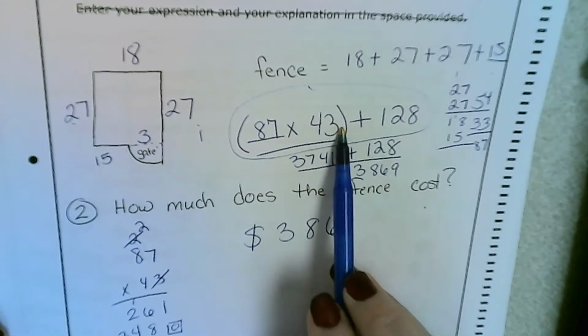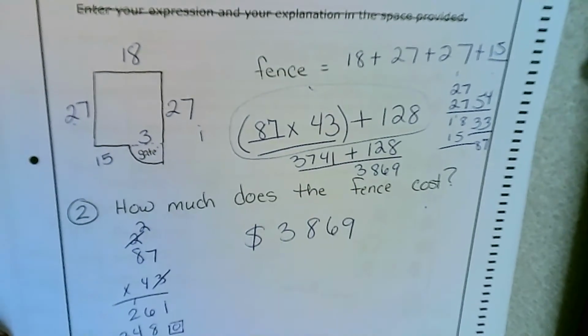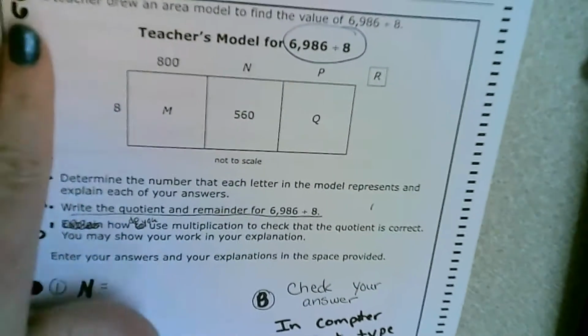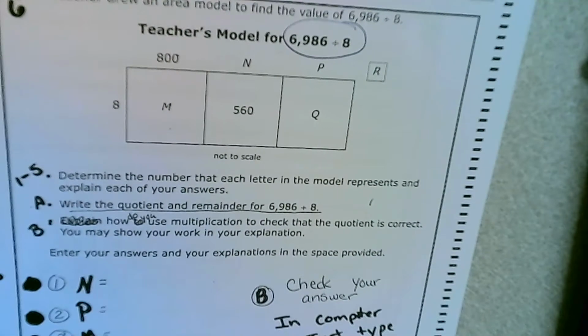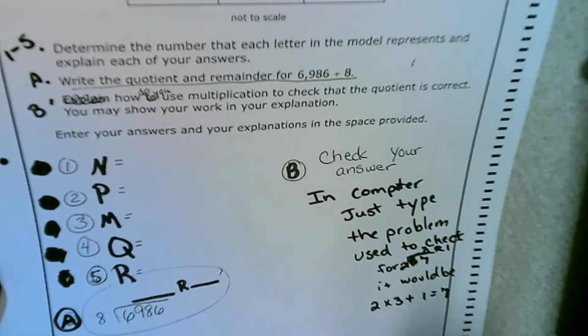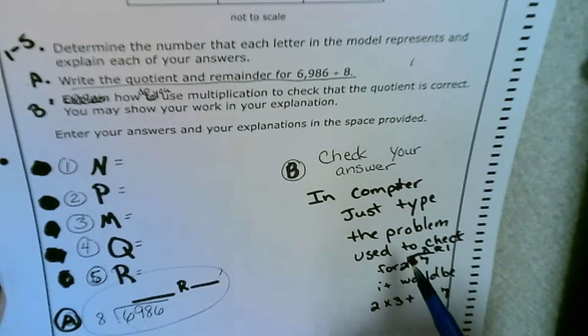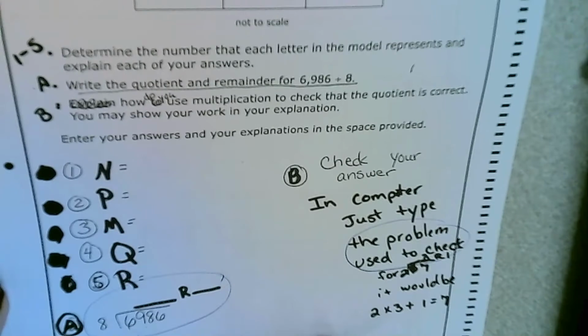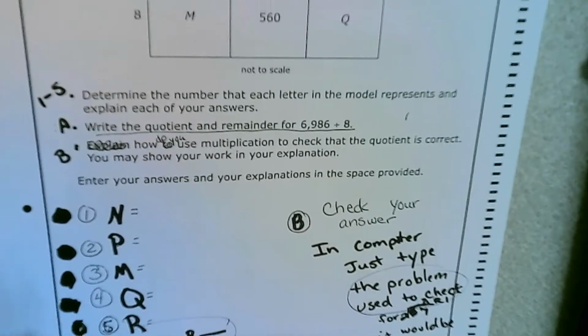All right, so you would have needed the expression, and you would have needed the final answer in your answer. Let's move on to number 6. All right, now this one, all I want you to enter is your answer here and the problem you would use to check it. Okay, so enter that for number 6 now.